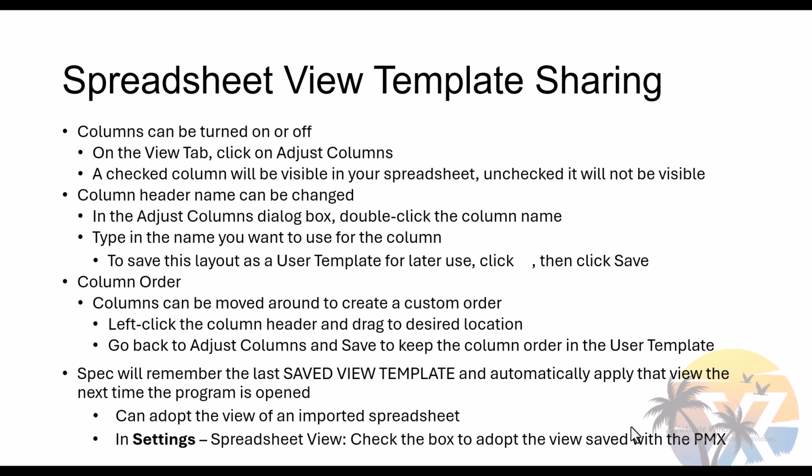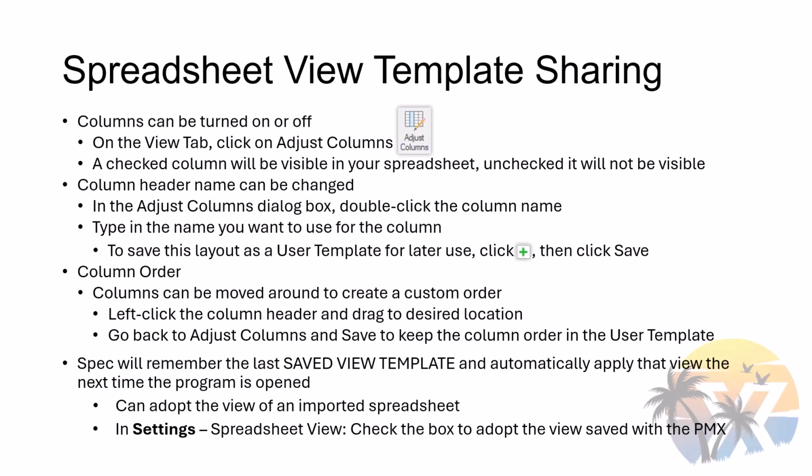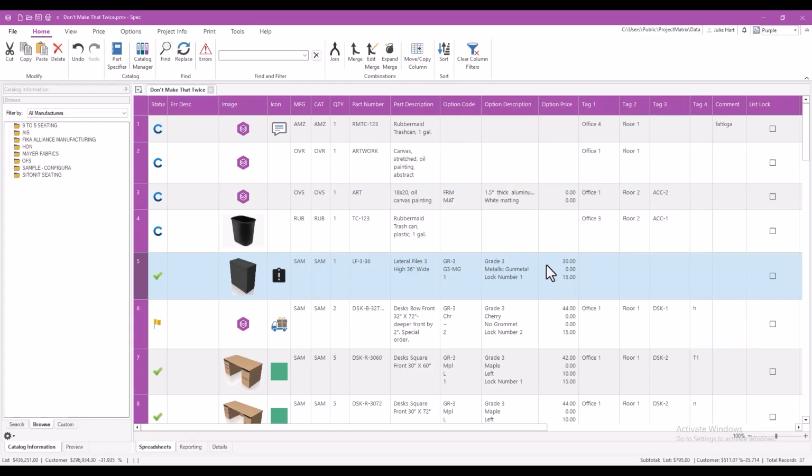You can change your view based off of that, and Spec will remember the last saved view template and then automatically apply that view every time you open Spec. You can adopt the view of a spreadsheet that you share or import, and that is in settings. So let's head over and talk about how you can create your own custom view template.